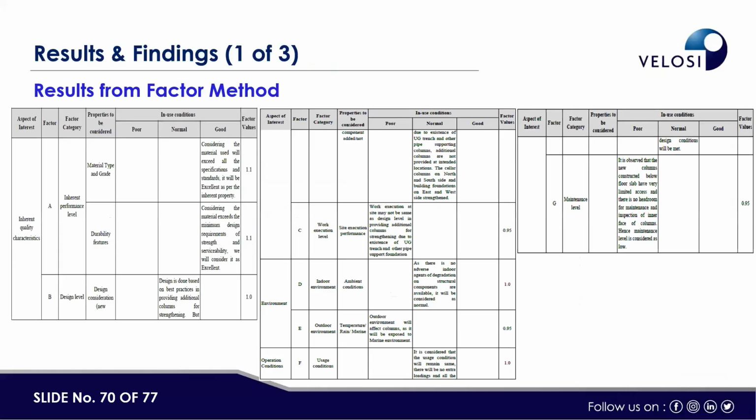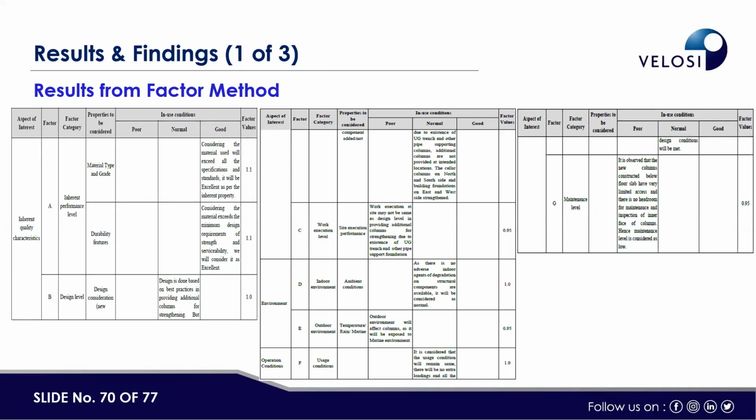Now the results and findings. In the factor method, this is the table showing how we are inputting the values. For inherent quality characteristics, the A, B, and C factors come under inherent quality.